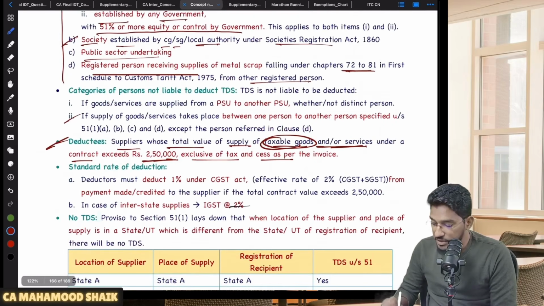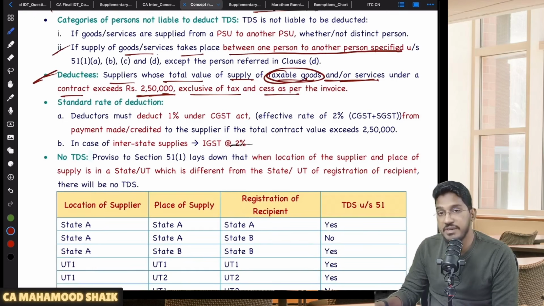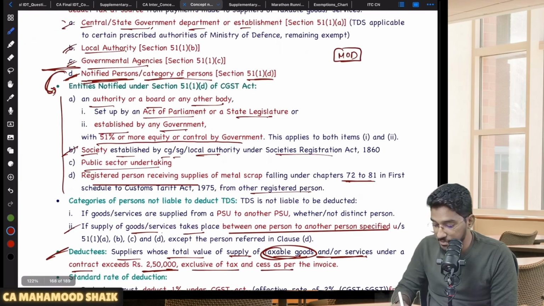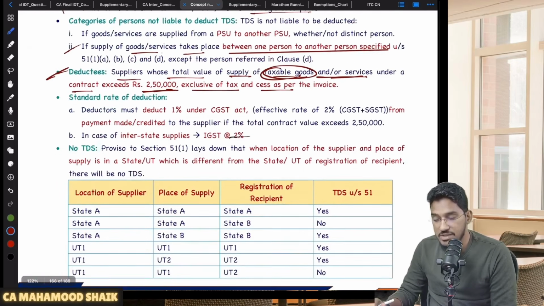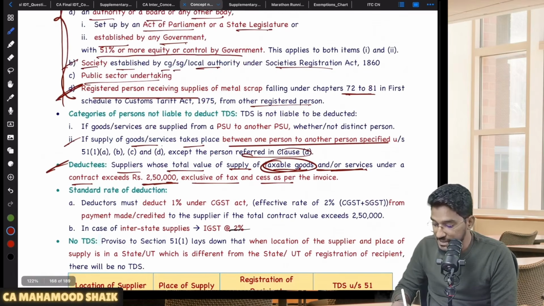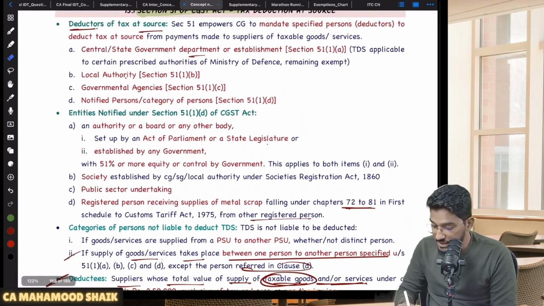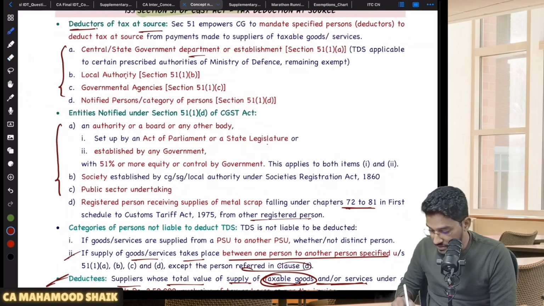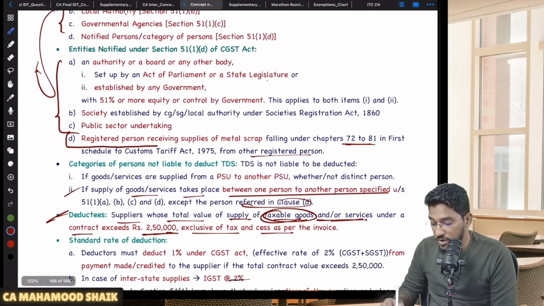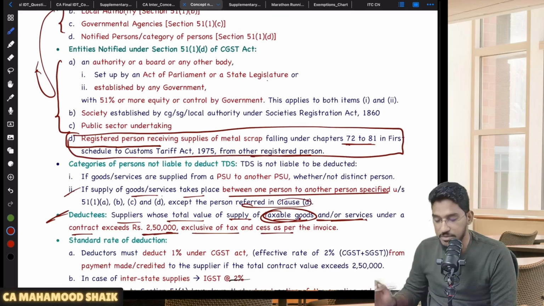Read this point: if the supply of goods or services is taking place between one specified person and another specified person, among these people only, then TDS is not required to be deducted, excluding the last one, except the person referred to here. So these are all the notified recipients, right? If the supply is happening among themselves, these three and these three, then TDS will not be applicable. But if the supply is happening among these persons and this registered person receiving supplies of metal scrap, then TDS will become applicable. Able to understand? Clear and comfortable?